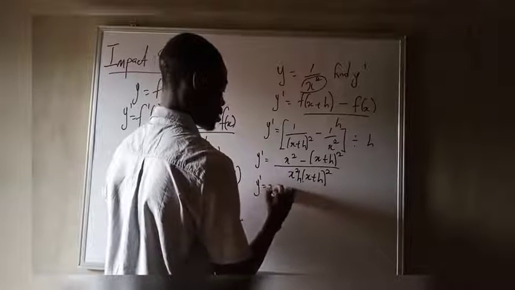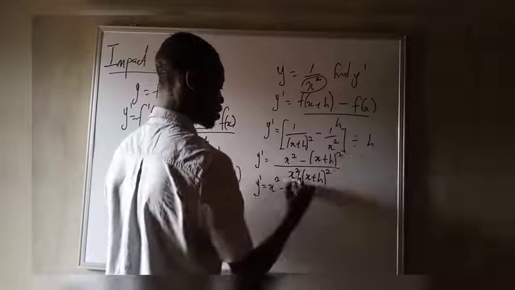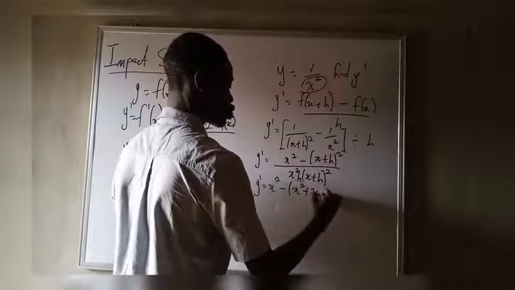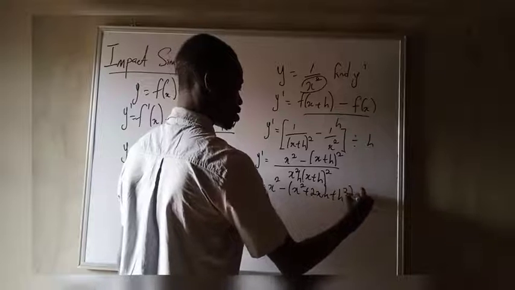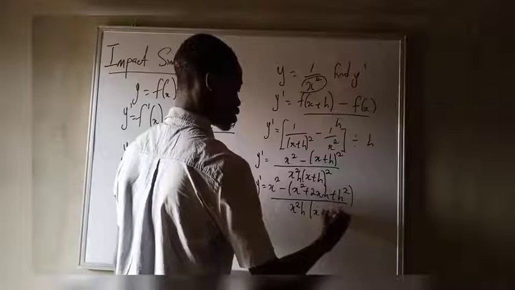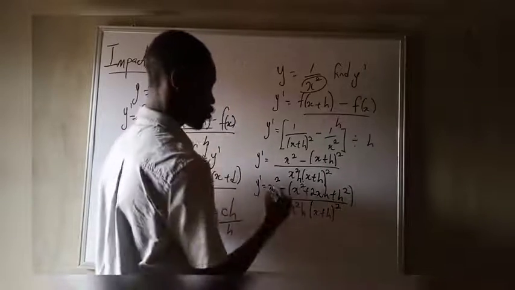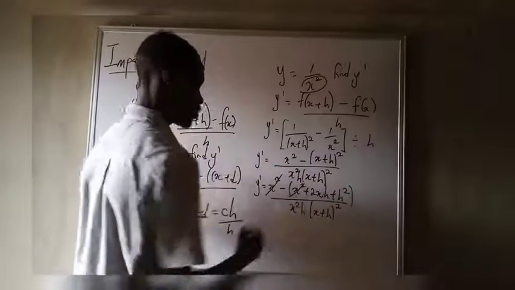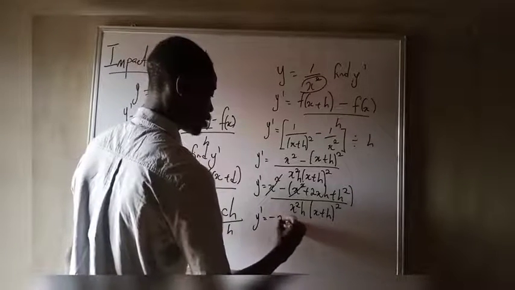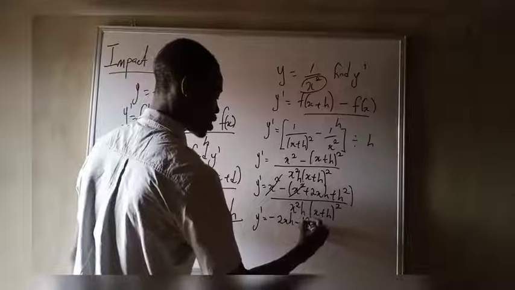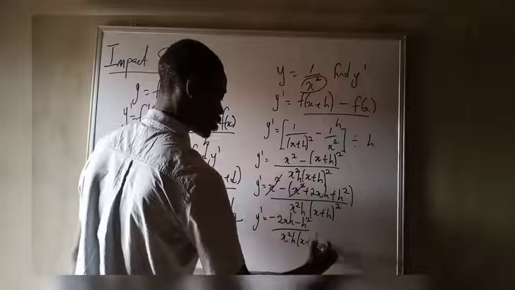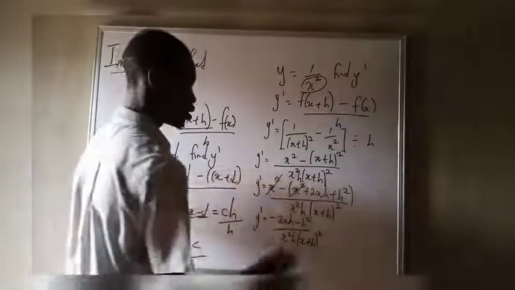And that will give us y prime is equal to x squared minus, expand this making use of binomial expansion. And that will give us x squared plus 2xh plus h squared, now divided by x squared h into x plus h all squared. So from this place, x squared minus x squared will give us 0. And that will give us y prime is equal to, expand, minus 2xh minus h squared over x squared h into x plus h squared.